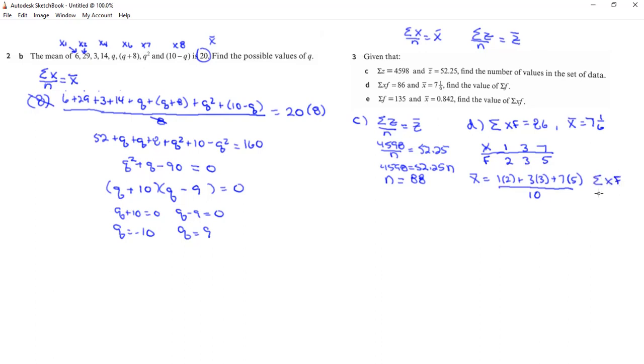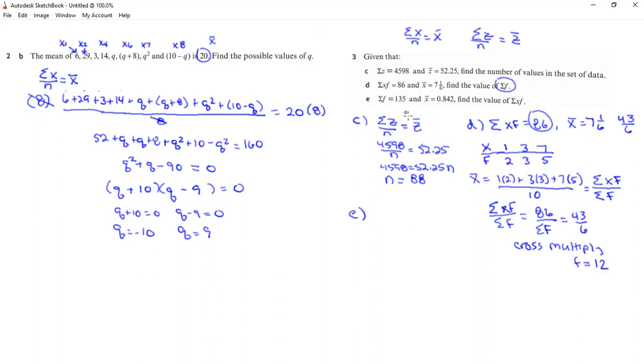Well, if I change this into a formula, that's the sum of all the x's times their frequencies divided by the sum of all the frequencies. And see, now we're going to use that formula to solve this problem, because you'll notice they gave me the sum of all the x's times f and they told me the mean. I just don't know the sum of all the frequencies. So all I've got to do is plug in the information they gave me, and in this case I'm going to cross multiply and find out that the sum of all the f's is 12.